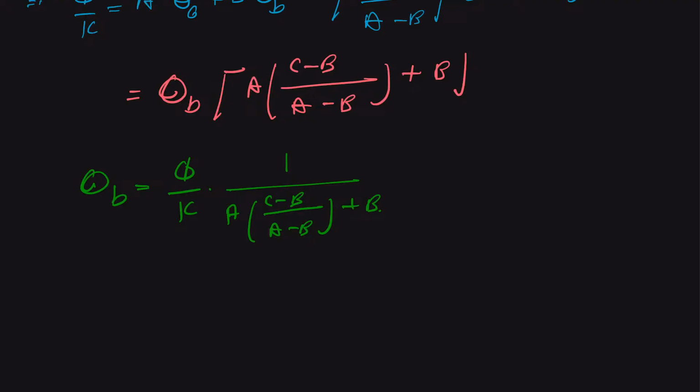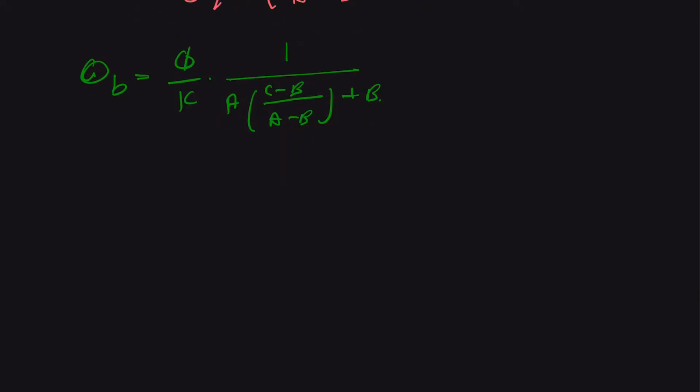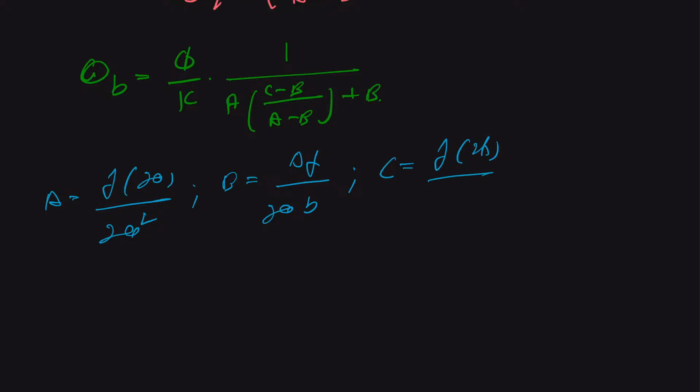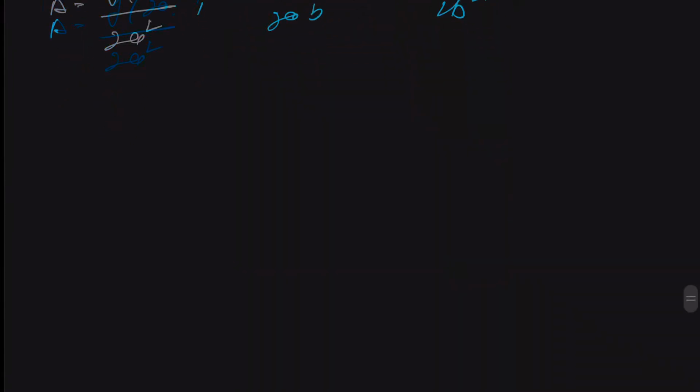Now we are once again going to substitute it back into the equation. We already know that a we have taken as function of 2a upon 2a square, b we have taken as delta of f upon 2ab, and c we have taken as function of 2b upon 2b square. So one by one we are going to find all these variables, equations rather. So this is our a minus b, first part.